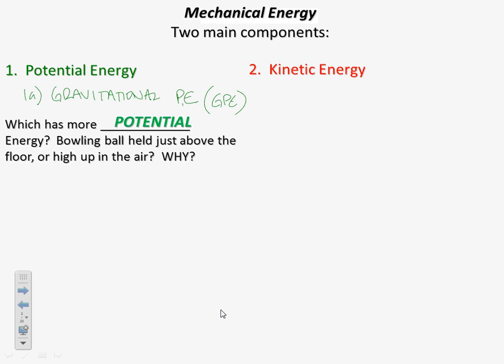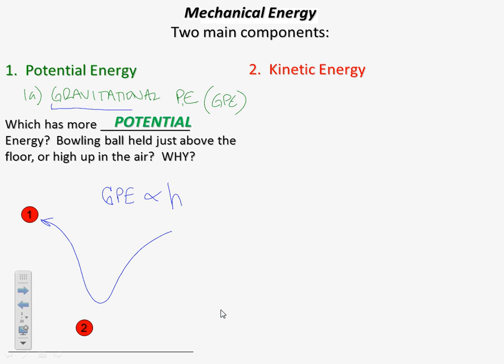So, which of these bowling balls do you reckon has more gravitational potential energy? The one lower down by the floor or the one high up in the air? Well, take your pick. What do you think? It's that one. Yep, you're right. It's the one higher up in the air. And why is that? Well, GPE is proportional to height. This has to do with gravitational stuff, and the higher things are up, really the farther away this object is from the center of the Earth, because we say that it has gravitational potential energy with respect to the Earth.